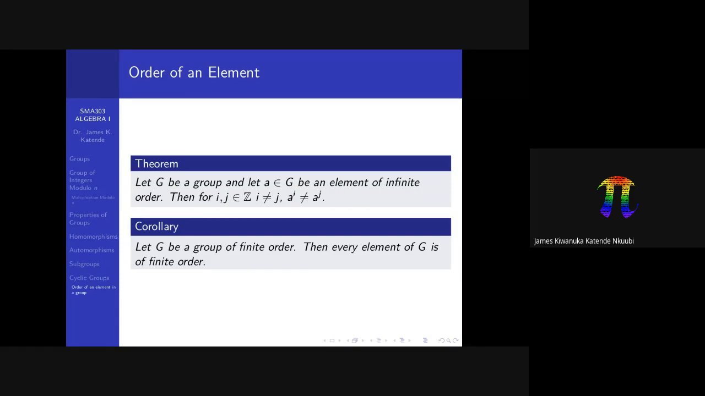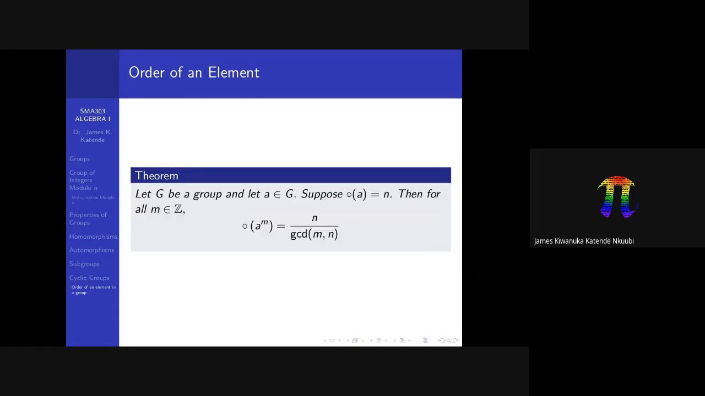So let's look at the next one. This theorem says the following. Let G be a group and let A be an element of G. Suppose the order of A is equal to n. Then for all integers m, the order of A raised to m will be equal to n divided by the GCD of m and n.